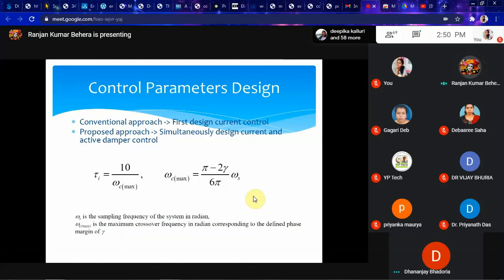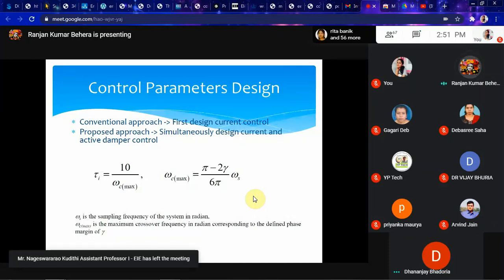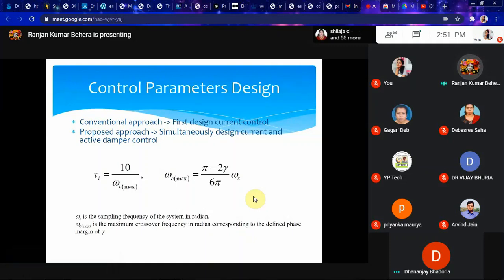Okay. First we design the current controller. Then we again design the LCL filter. By designing that way, we lose many things. First, when you design the current controller, it also depends on many parameters, for example, the hysteresis band.